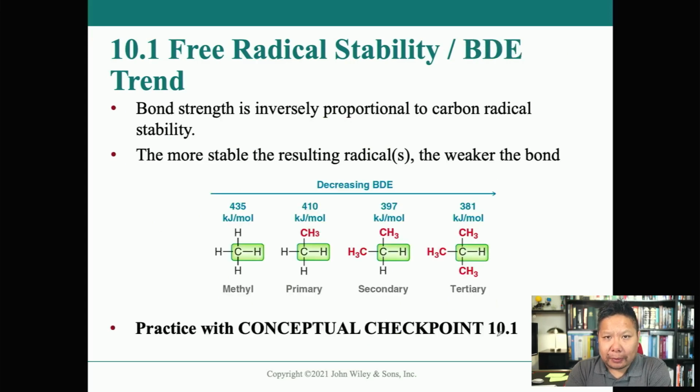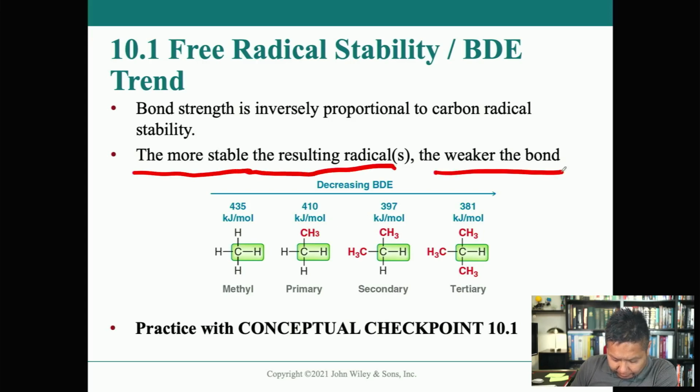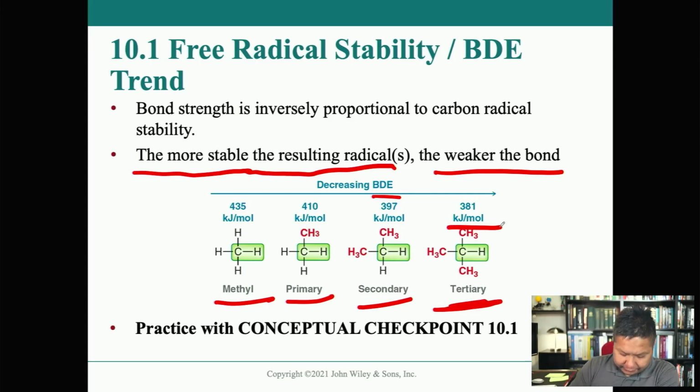Bond strength is inversely proportional to radical stability. So the more stable the resulting radical, the weaker the bond. If we have a methyl bond here, it's the least stable as far as bond dissociation energy goes. Primary is more stable than that, secondary more stable than that, and then the most stable radical, which is the tertiary, has the weakest bond energy.